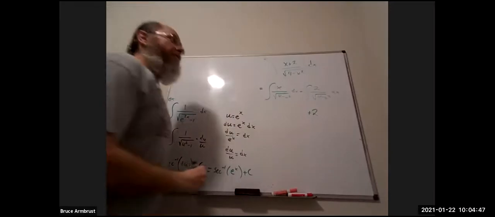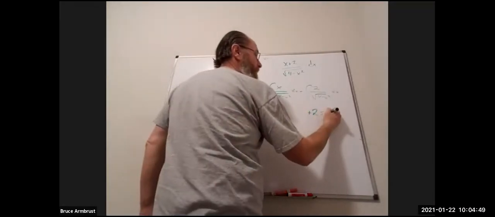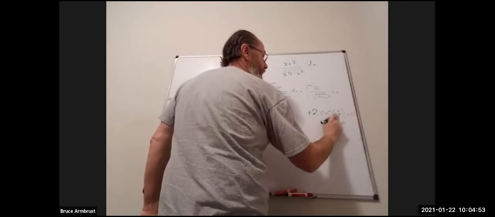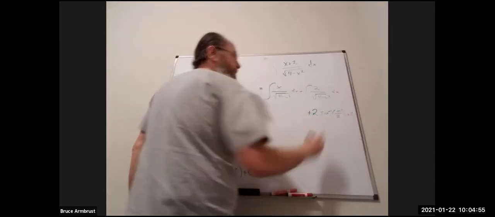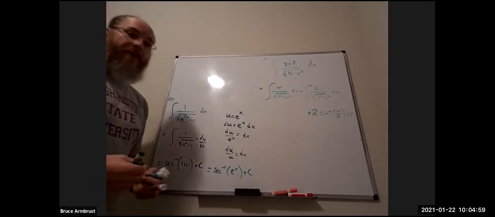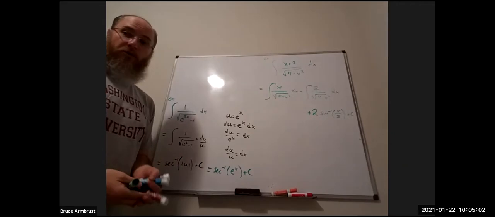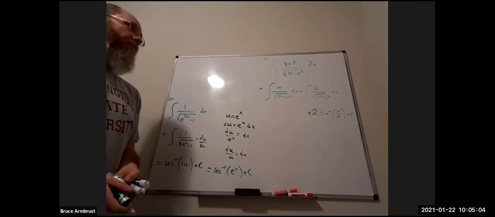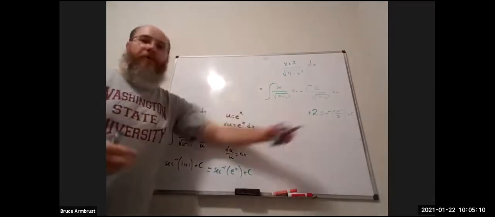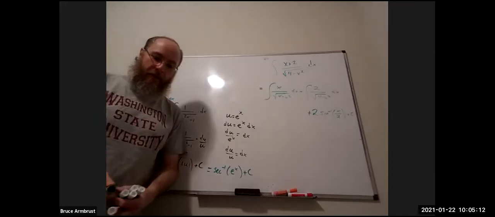This is going to lead to an inverse sine. And we're going to get inverse sine of x over 2, right? Because the a was 2. 2 squared equals 4. So by splitting it apart, that second one just immediately became inverse sine.